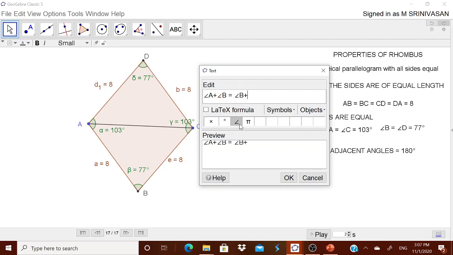Angle B plus angle C. Okay, I think and so on is equal to 180 degrees.